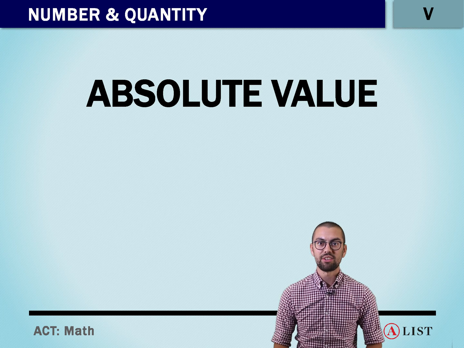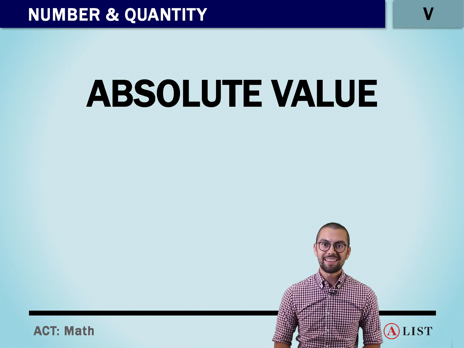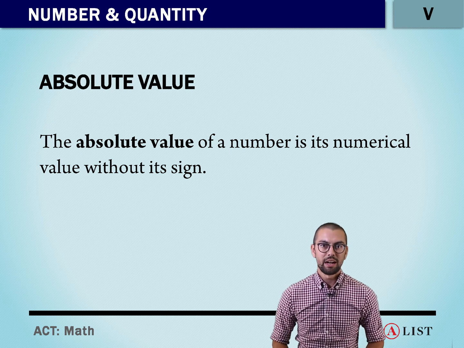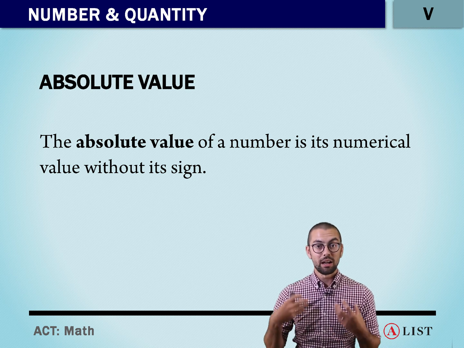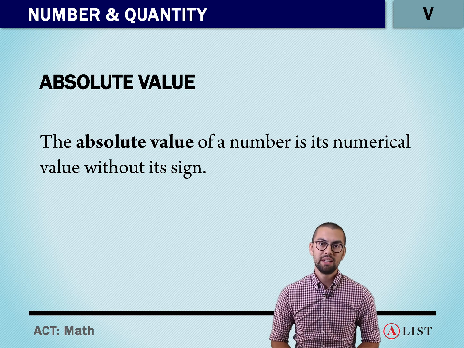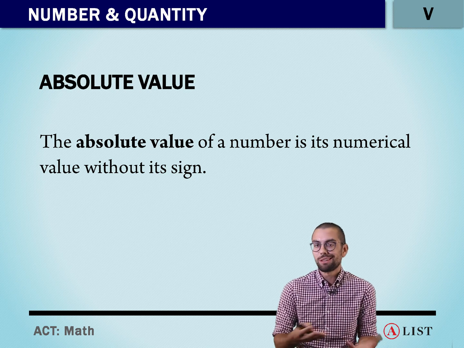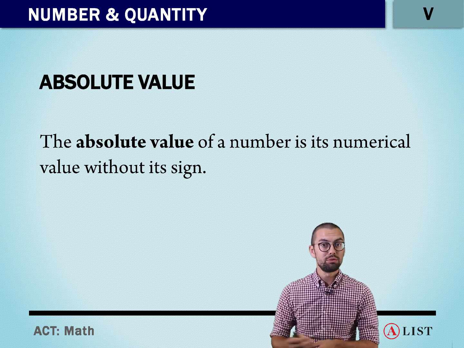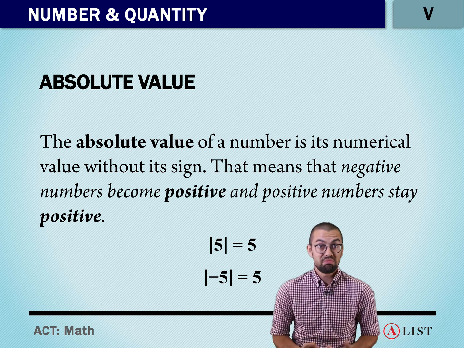We can think about it as a distance, but what we really mean is that whatever's inside those absolute value symbols just becomes positive. That means if we have a negative number in between those absolute values, that will become positive. And anything that's already positive just stays the way it is, which is very simple. Again, the absolute value of 5 will simply be 5.